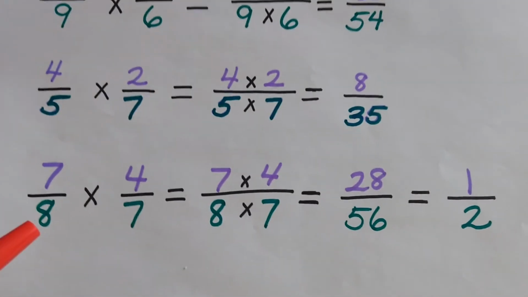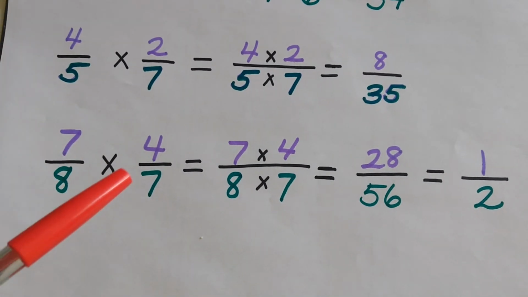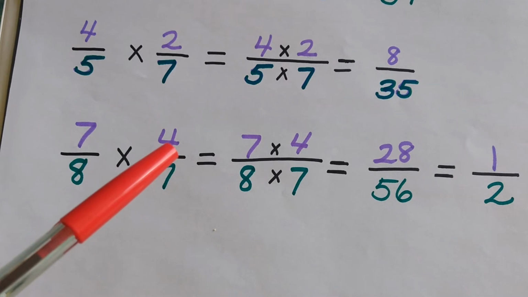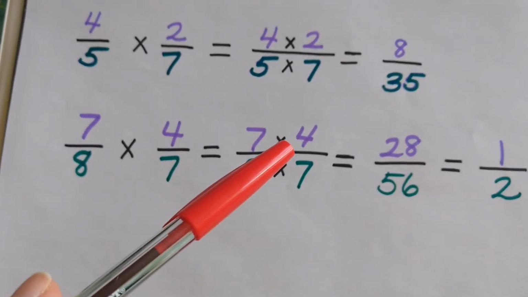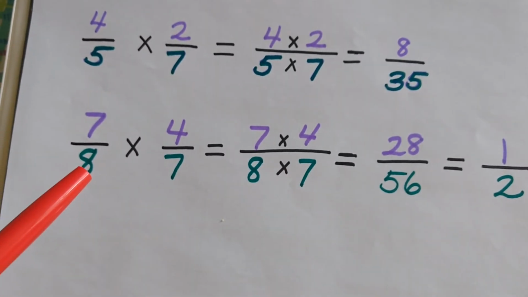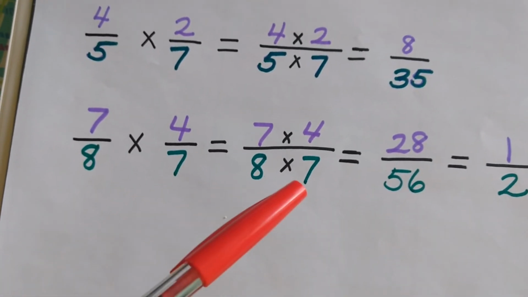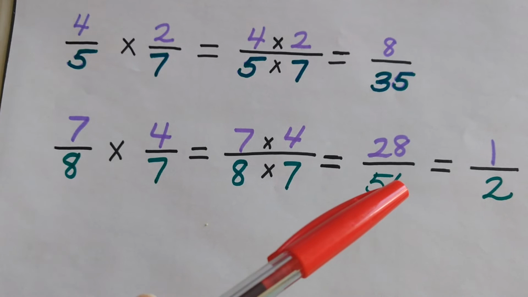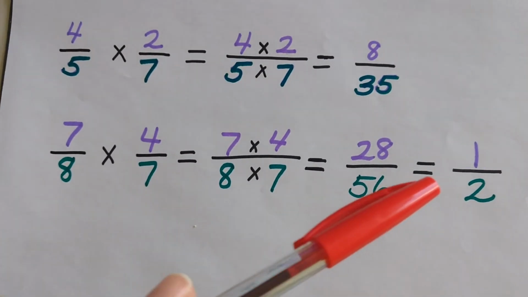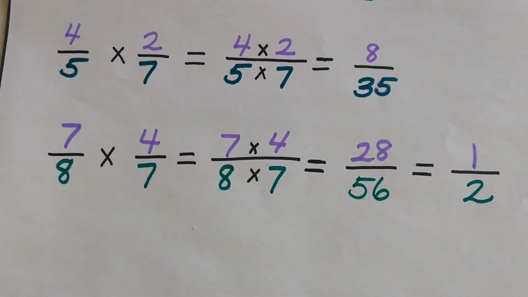Let's look at the very bottom one. We have 7/8 times 4 sevenths. We're going to multiply our numerators. So we have 7 times 4 equals 28. And then we're going to multiply our denominators. 8 times 7, and we get 56. So our answer is 28/56. And we can simplify it to 1/2.